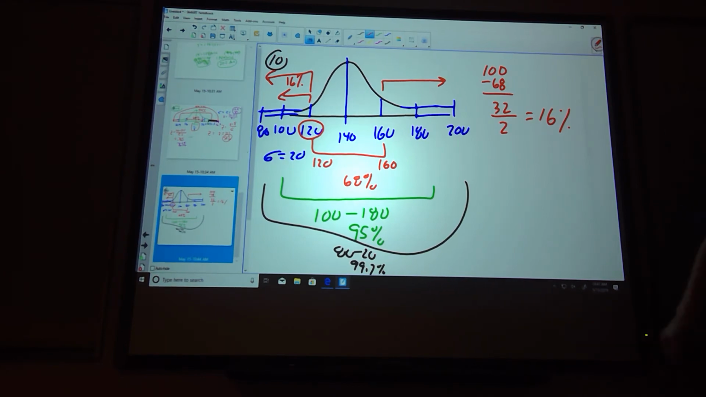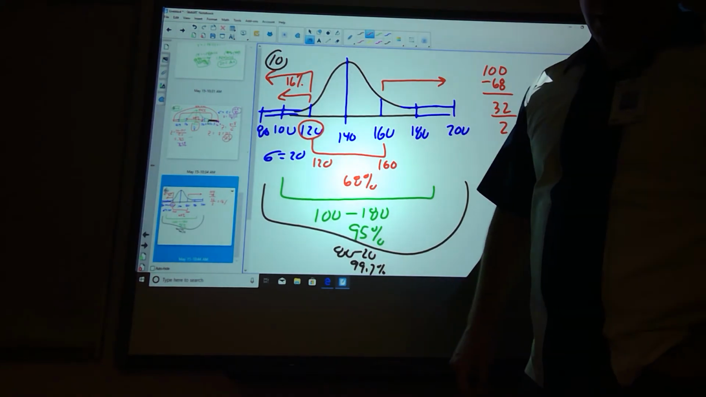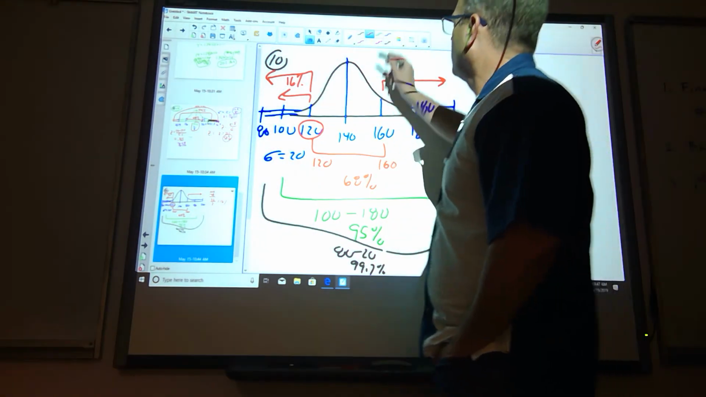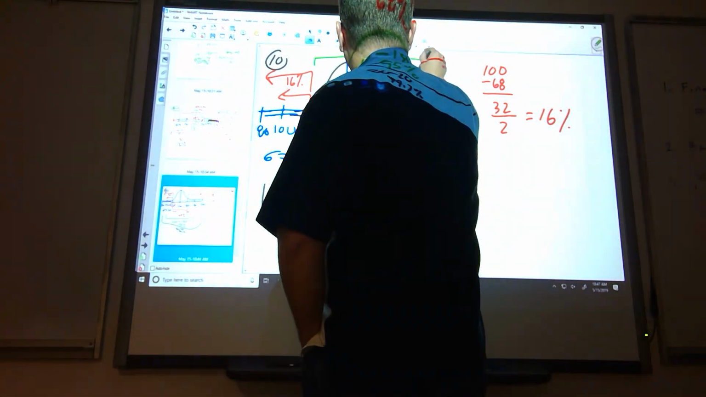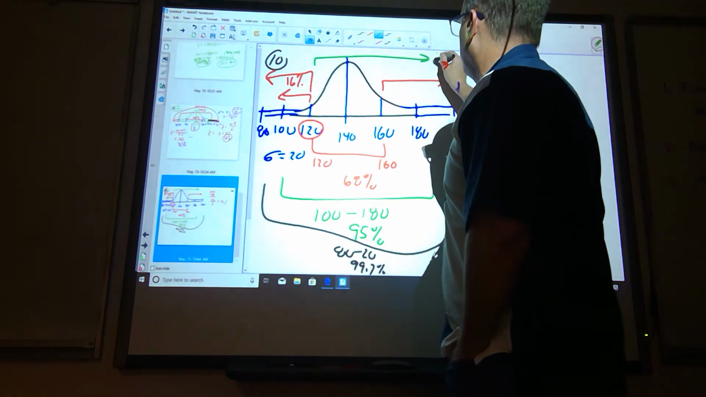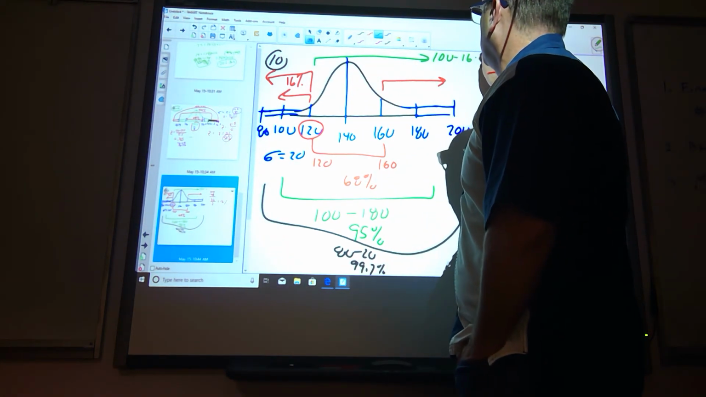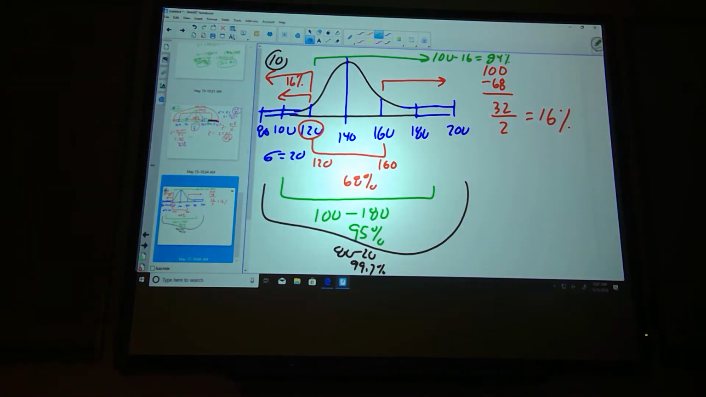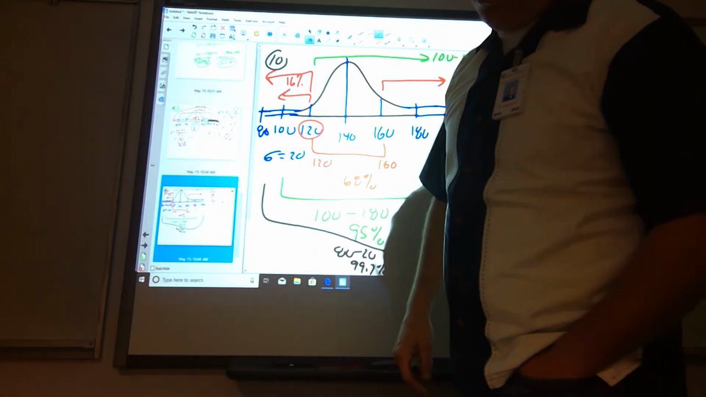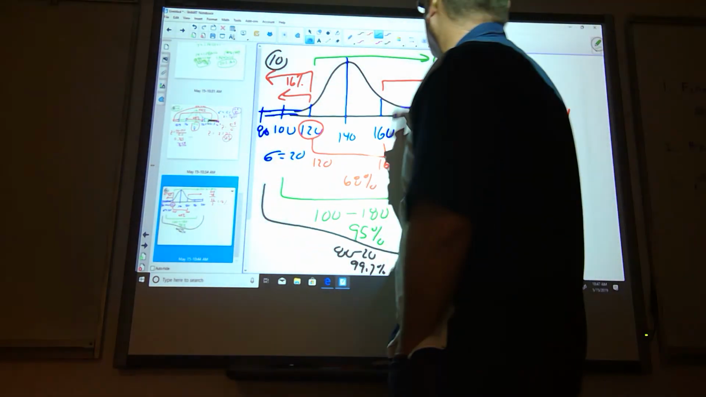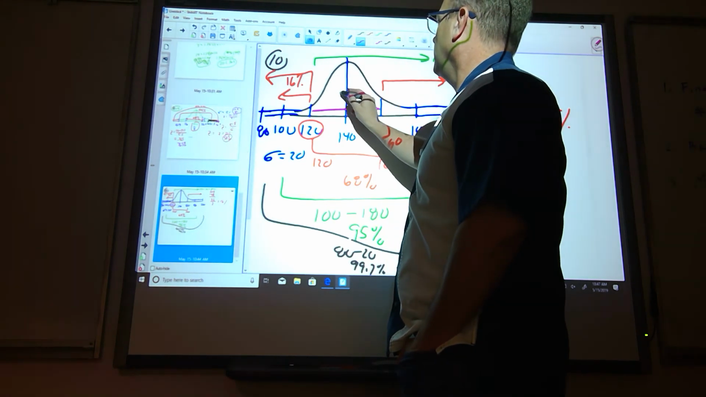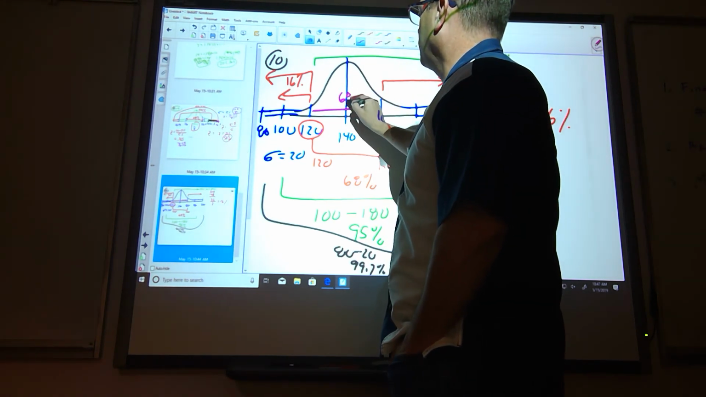Does that make sense how I broke up the areas? And then more than 120 coins? Well, more than 120 coins is this way. So 16% was that way. So if I go 100 minus 16, I get 84%. I would have more than 120 coins in there. And then between 120 and 160. So what's between these? How much? 68. So I got 68% that falls there.